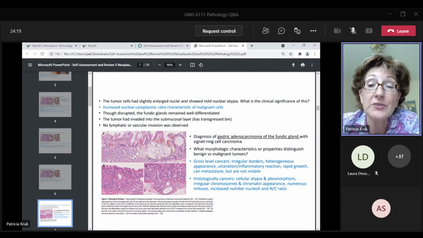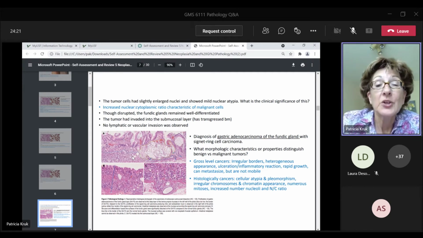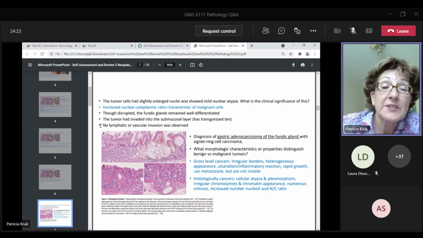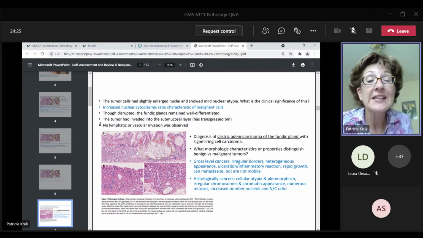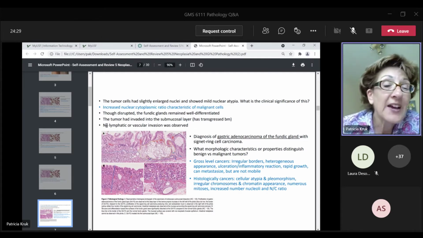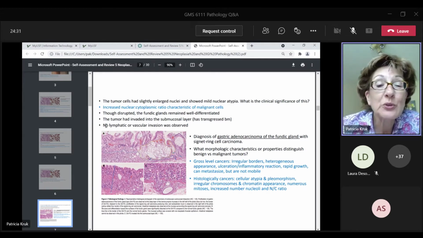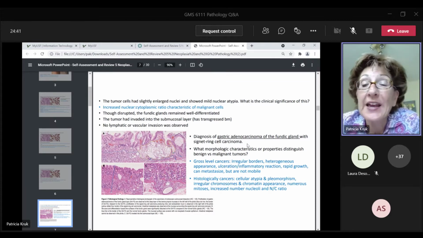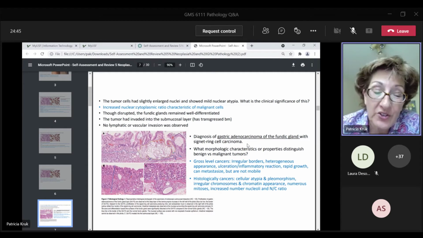This is usually from an epithelium. The lucky thing is when they examined this patient, there was no evidence that the malignancy had progressed any further into the vasculature or into the lymph node. So it looked like at this point it was maintained within the organ of origin. So they're diagnosing the patient with a gastric adenocarcinoma of the fundic gland with signet ring carcinoma.